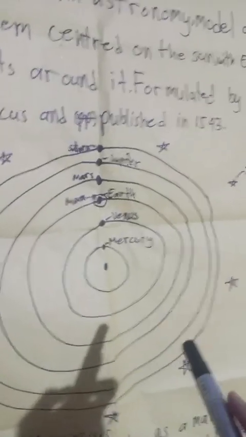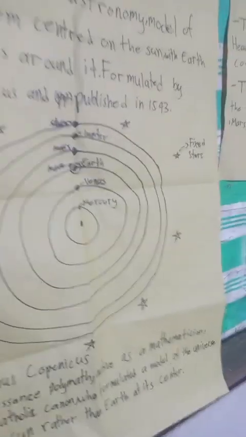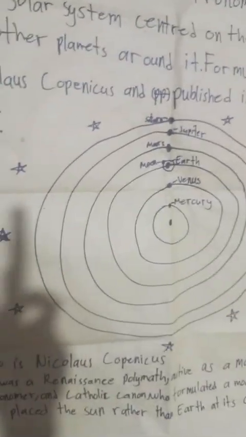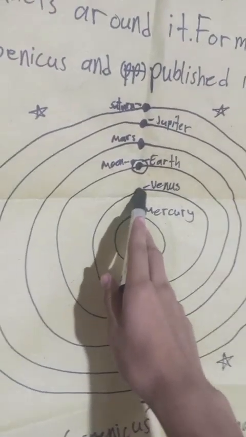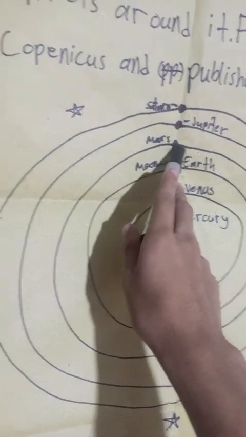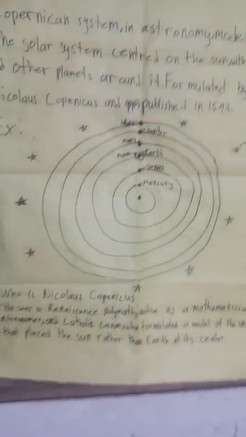So we have to go back to this example, which is the basic example of the solar system with the planets aligned together. This is the Sun, which is the center. Next, Mercury, Venus, Earth and the Moon, Mars, Jupiter, Saturn, and these are the fixed stars which circle around the solar system.